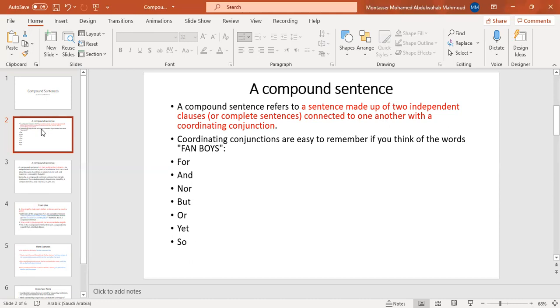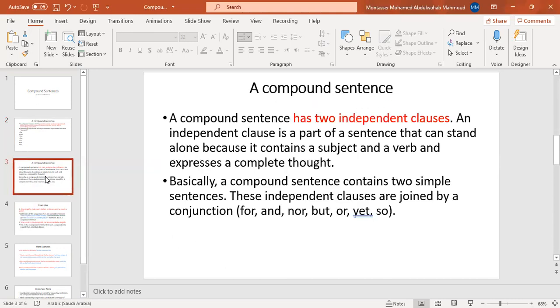So again, a compound sentence, very good. It refers to a sentence made up of two independent clauses connected together with a coordinating conjunction. So when we are talking about a compound sentence, we are talking about two independent clauses. And the independent clause, this is the simple sentence, is a part of a sentence that can stand alone. Why can it stand alone? Because it contains a subject, a verb, and expresses a complete thought.